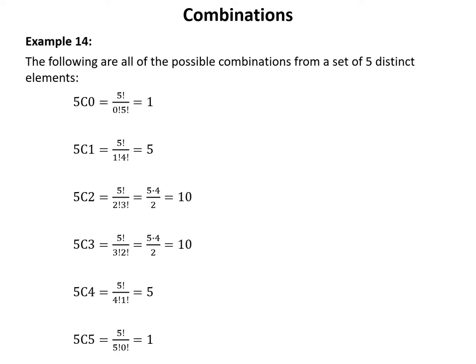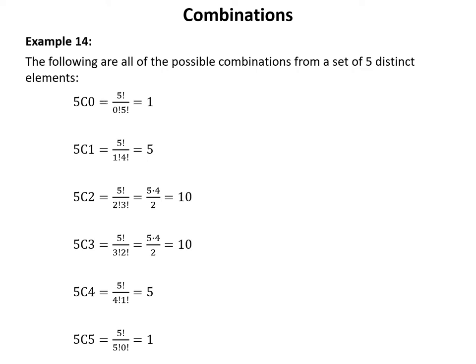So in example 14, we list all of the possible combinations from a set of 5 distinct elements. So we've got 5 choose 0, 5 choose 1, all the way through to 5 choose 5. And using the formula that we just developed, the answers that we get are 1, 5, 10, 10, 5, and 1. And there's an obvious pattern here. Notice how the values start at 1, they increase, and then they decrease back to 1, and there's a symmetry.